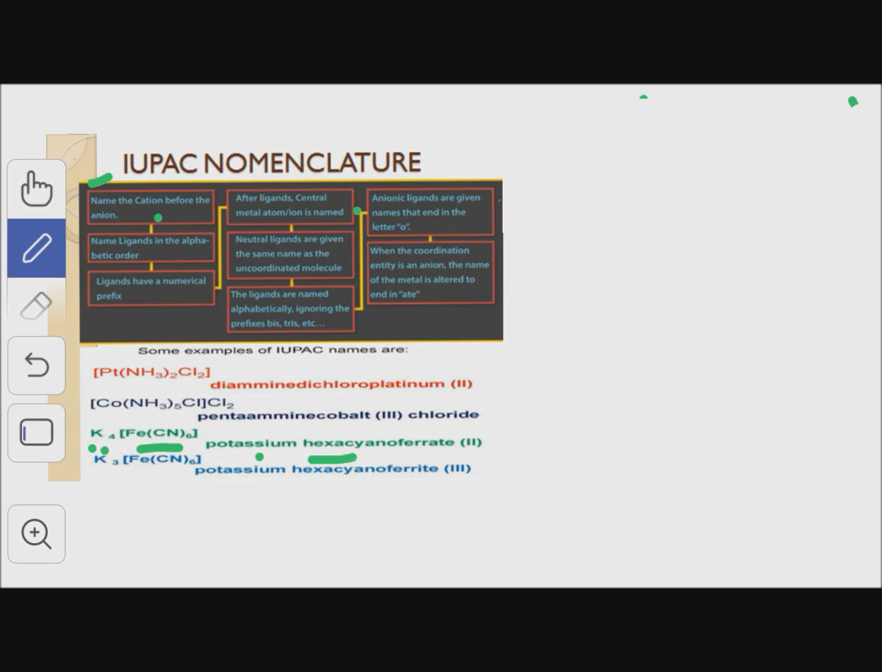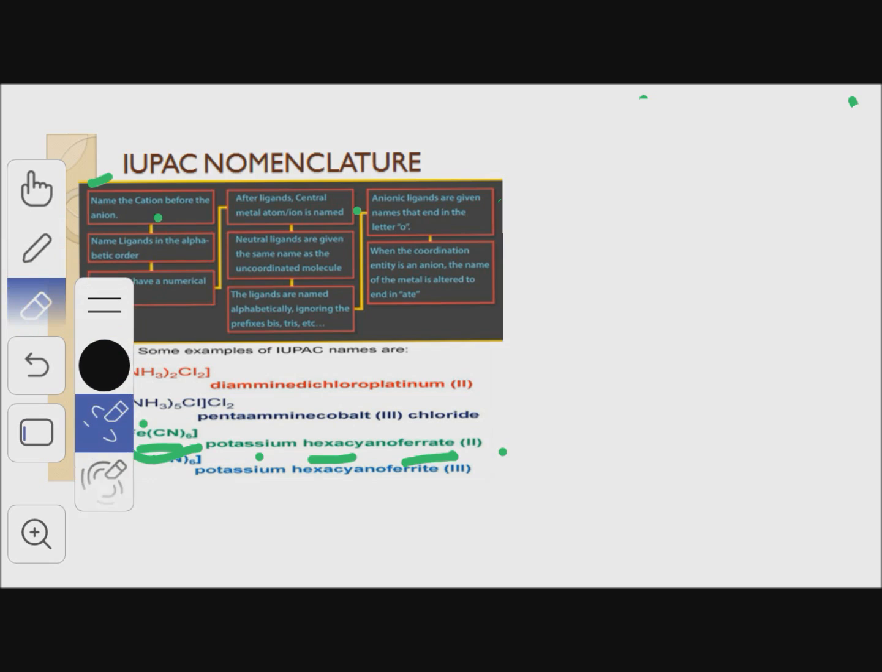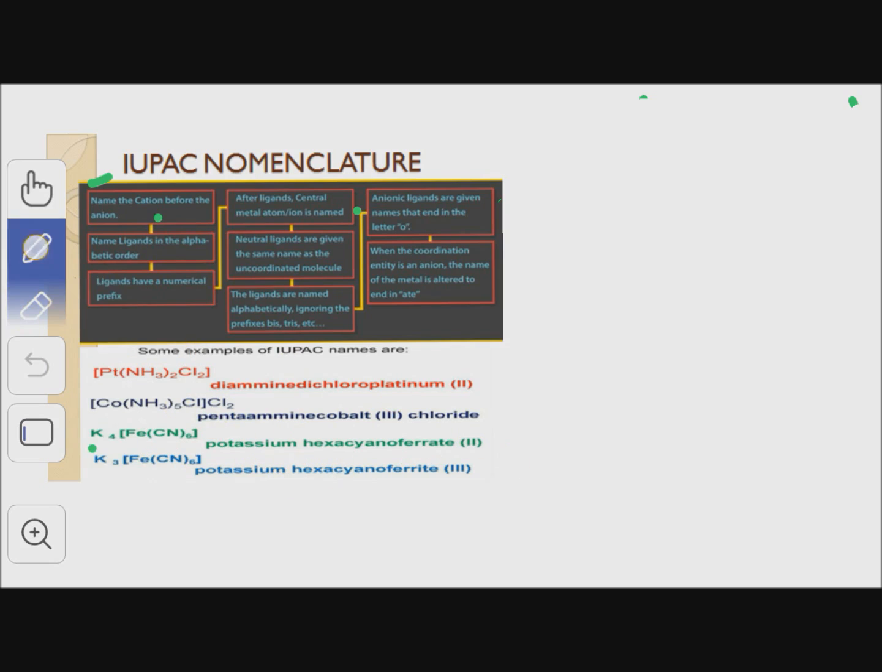Here we have 6 CN, it means hexacyano, and this metal atom is present in the anionic part, and that's why it ends with ate, ferrate, and its name becomes potassium hexacyanoferrate 2. And the next example is K3[Fe(CN)6], potassium hexacyanoferrate. Here the oxidation state is +3.